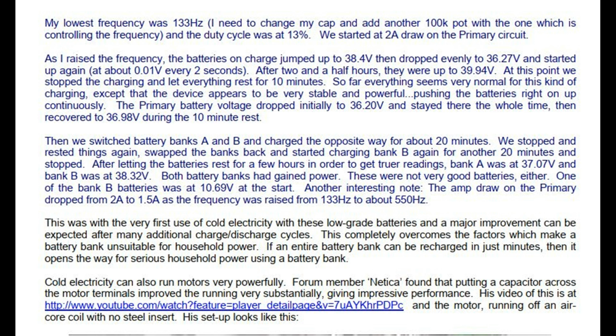Both battery banks had gained power. These were not very good batteries, either. One of the bank B batteries was at 10.69V at the start. Another interesting note, the amp draw on the primary dropped from 2A to 1.5A as the frequency was raised from 133 Hz to about 550 Hz. This was with the very first use of cold electricity with these low-grade batteries, and a major improvement can be expected after many additional charge/discharge cycles.